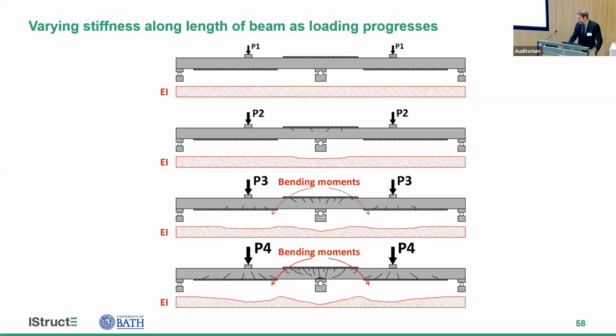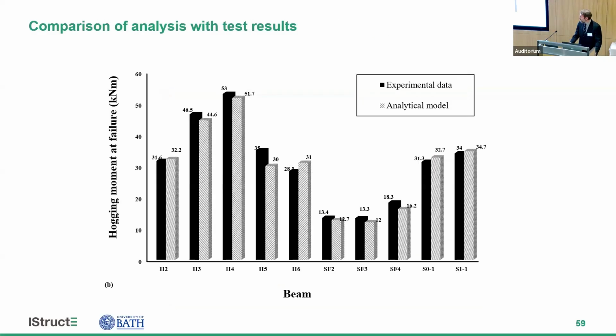So that bending stiffness varies as we sort of continue to increase that load. And so we end up with a moment distribution that reflects the actual behavior of the beam, taking into account those moment curvature relationships. And this is a comparison of experimental data and our analytical model showing how well our model fits that data. So that's an approach that we could use.